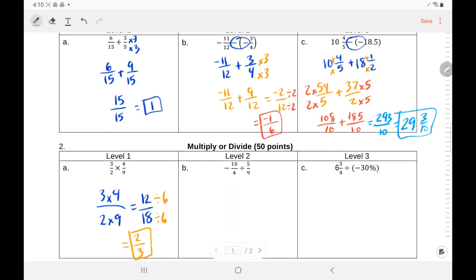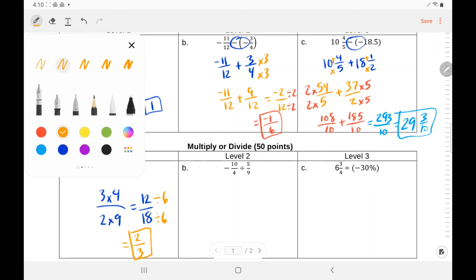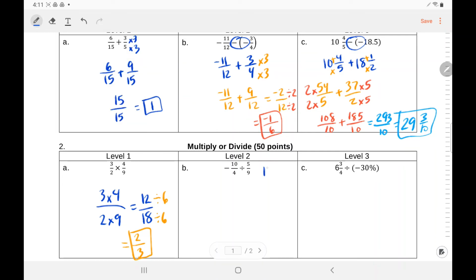For level 2, we now have a division problem. And remember, whenever we are dividing fractions, we keep the first fraction, we switch the sign, and we flip the second fraction.